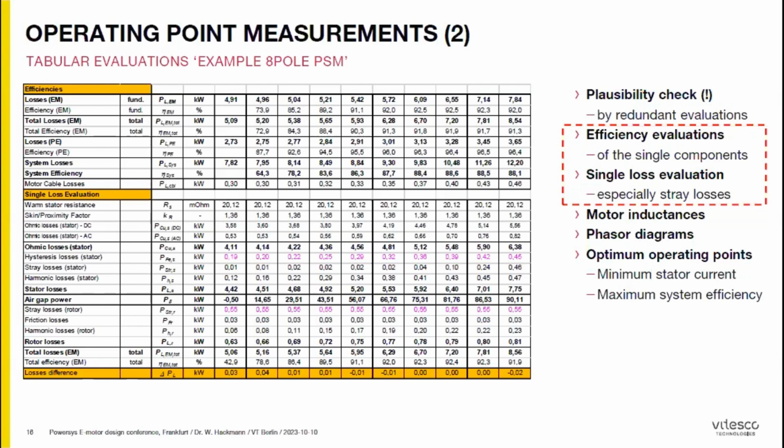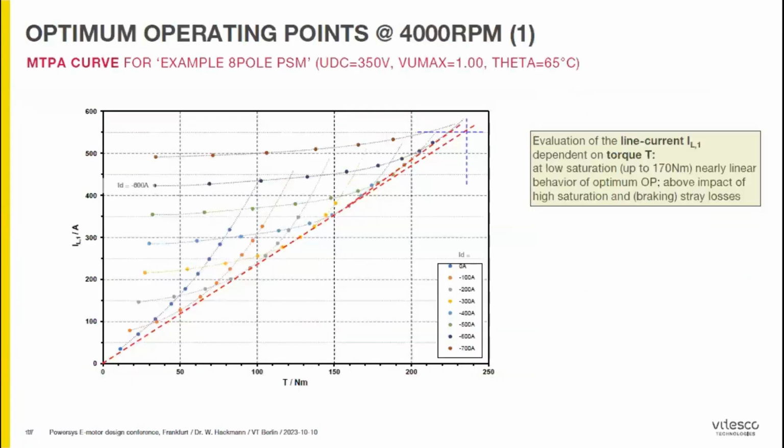so I can evaluate motor inductances, phasor diagrams, and optimum operating points. But the base of this are always such tables with a systematic ID, IQ current control, a set of operating points, and out of this I can derive the optima. And the optima I can show in some graphics.